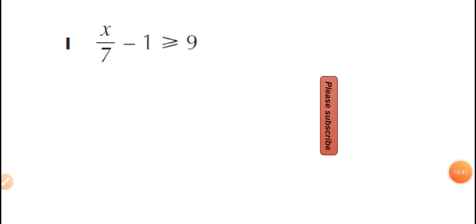And then question L, to make x the subject or to solve it, I have to either get rid of the divide 7 or the minus 1 first. So we have to get rid of the minus 1 first. So to do that, we have to add 1 to both sides.